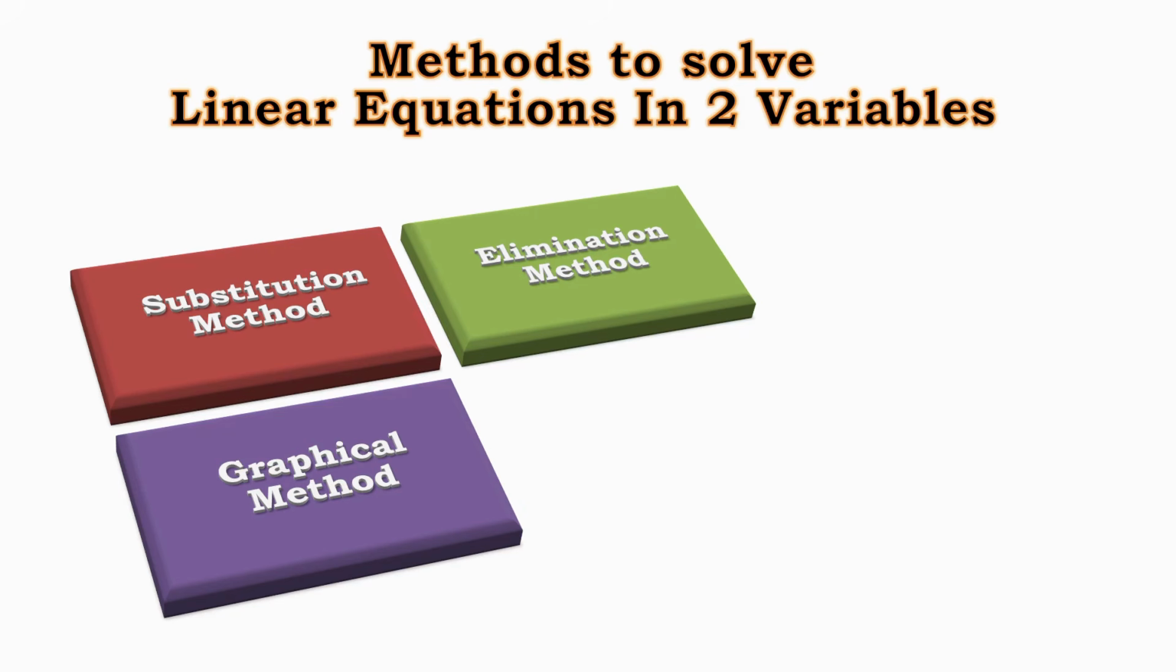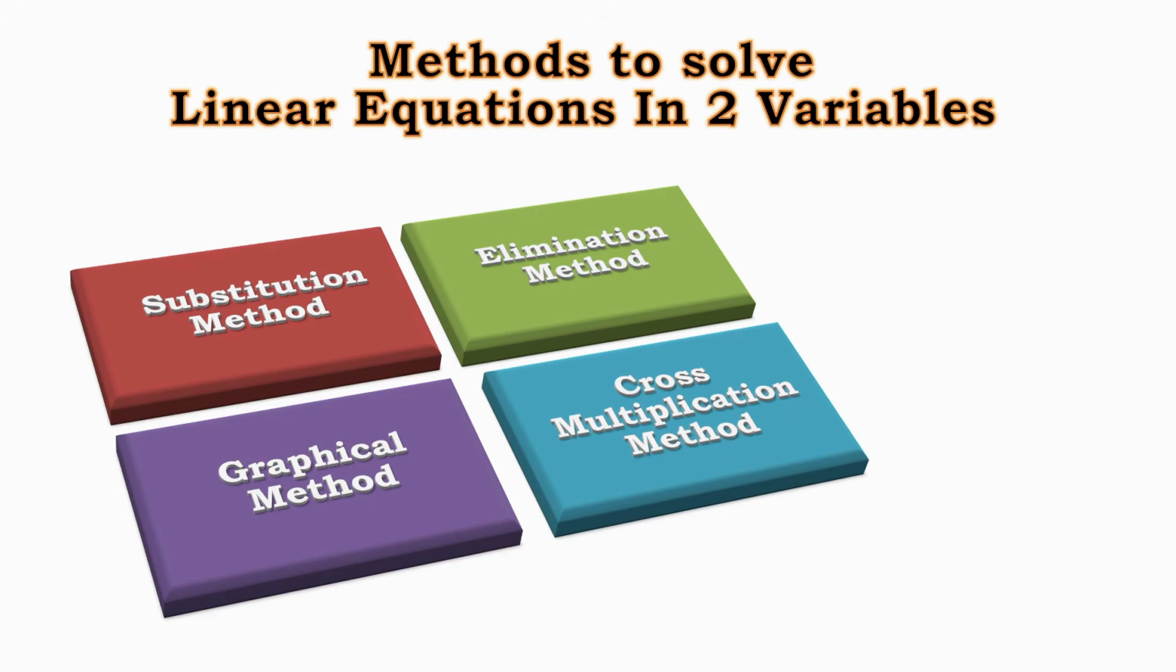The fourth method is the cross multiplication method. This method uses a direct formula to find the values of the variables using the coefficients of the equations. In this chapter, we will learn each of these methods step by step with examples so that solving pairs of linear equations becomes easy and clear. Let us start with the substitution method.